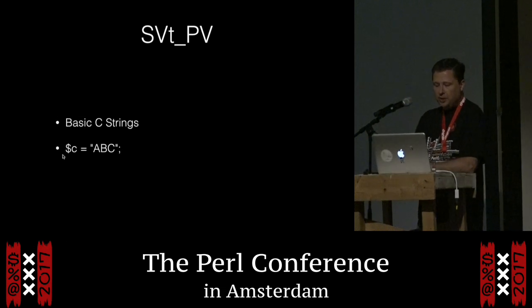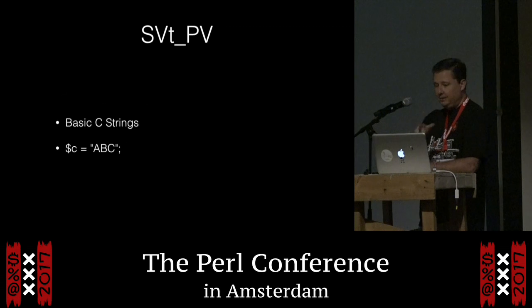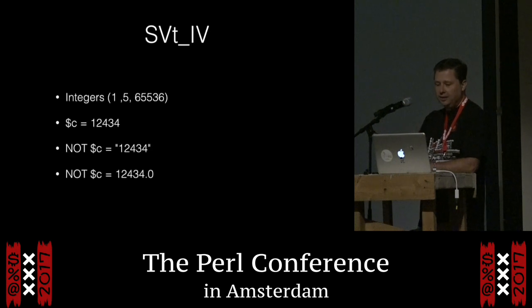That's typically in the form of $c = "ABC", like you see here. That is null terminated, and after I think 5.18, it's actually got a special byte at the end that talks about the COW counter. You've got IVs, so that's your integer values. So that stores things like 1 or 5 or 6. This is how you would assign it. If you do this, you're actually making a PV, not an IV.